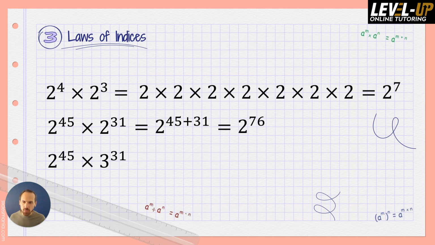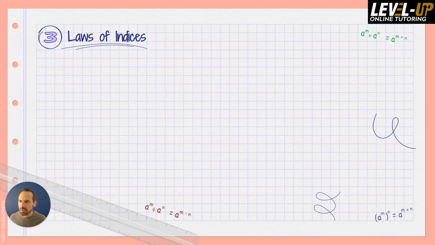But something really important to mention here is it's only if the bases are the same. So here, the bases were both 2, but if we have a 2 and a 3, in this case, it won't be equal to this. You can't combine them. Nor is it going to be equal to this. If the bases are different, then that's it. You just have to leave it as it is. You can't simplify that. So that's just something to bear in mind.